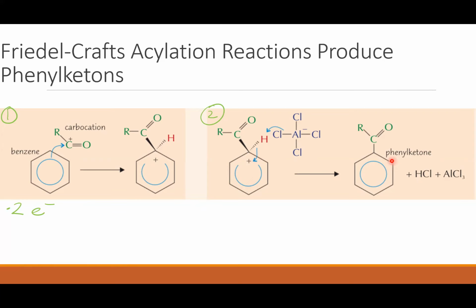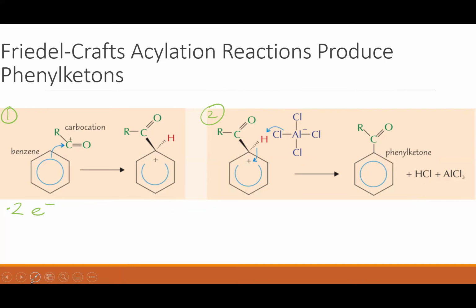And so now we've got a phenyl ketone. We've got that acyl group fully added on, our delocalized ring fully formed, and we've gone back to our aluminium chloride as our halogen carrier reforming. The catalyst is reformed, we've got hydrogen chloride here, and we've made our phenyl ketone.